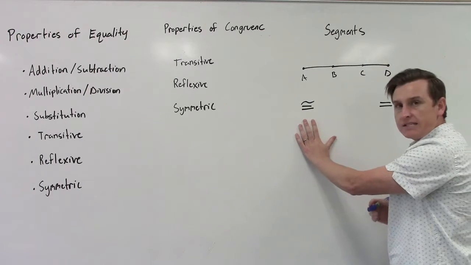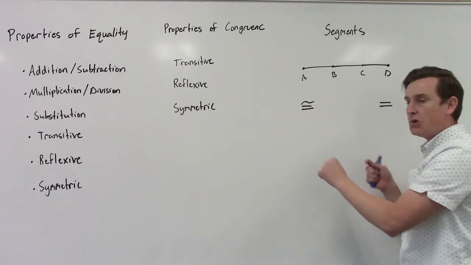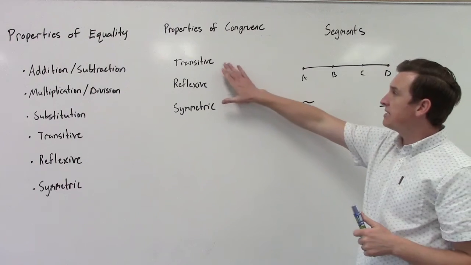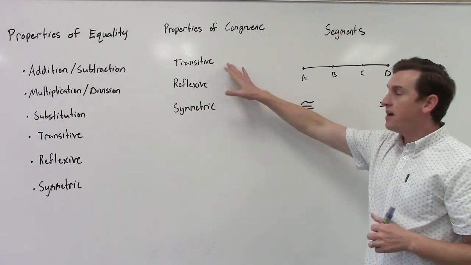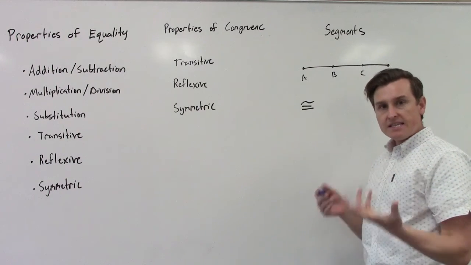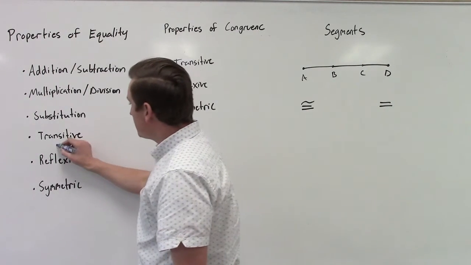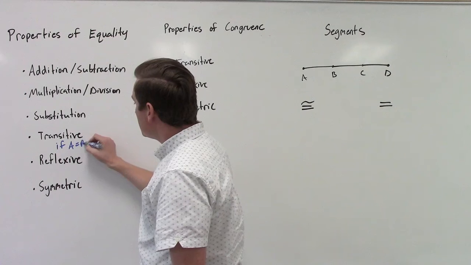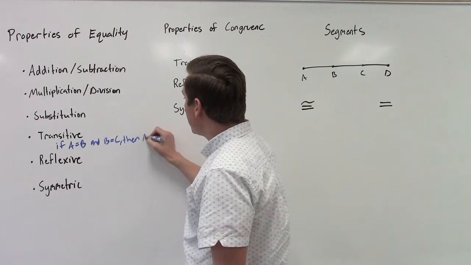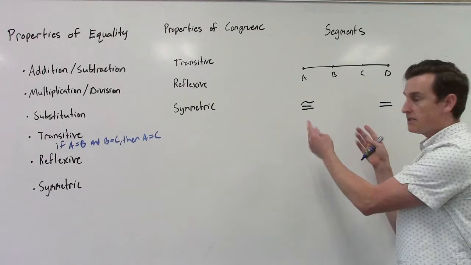Over here, I'm going to write some congruence statements, and over here, some equality statements, and we're going to talk about what we can do on the congruent side and what we can do on the equality side. So let's talk about transitive for a minute. The transitive property of congruence works very similarly to the transitive property of equality. For equality, we would say something like, if A equals B and B equals C, then A equals C.